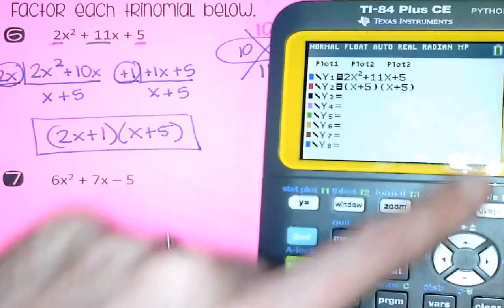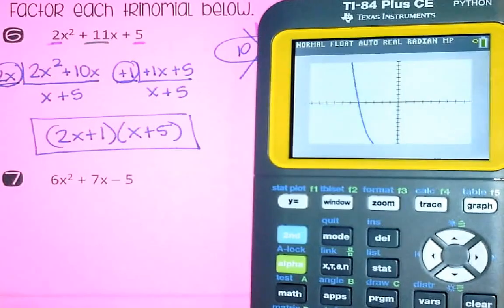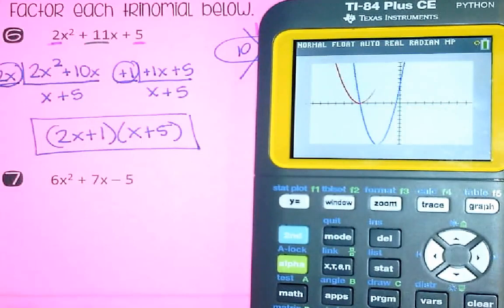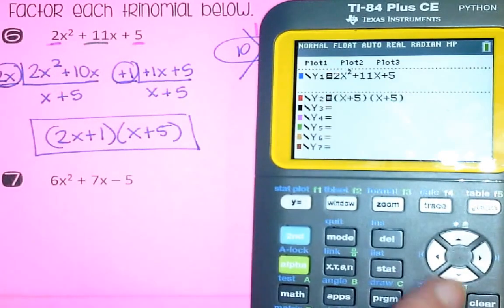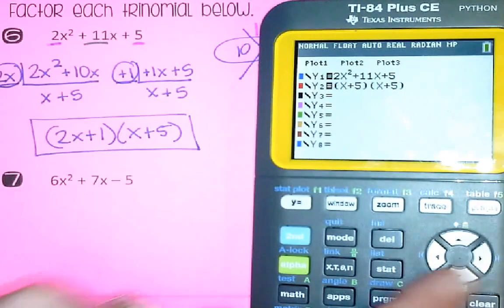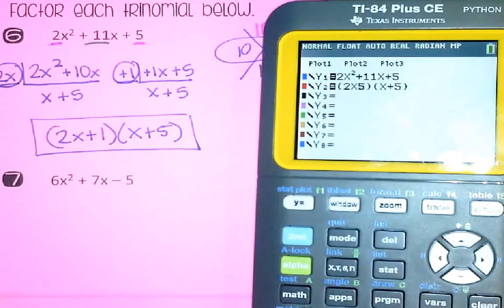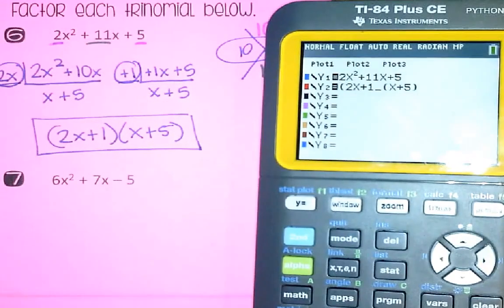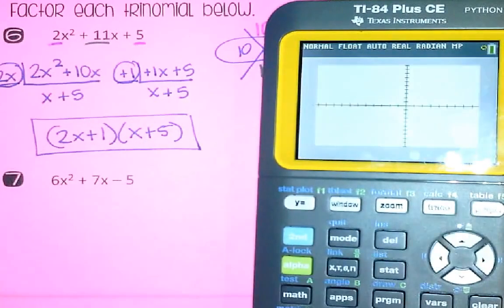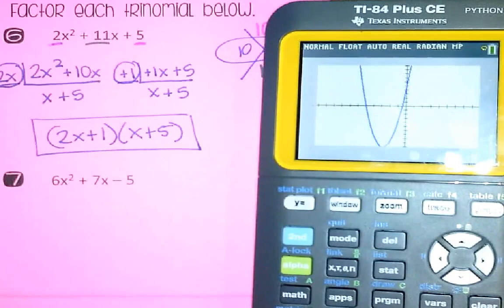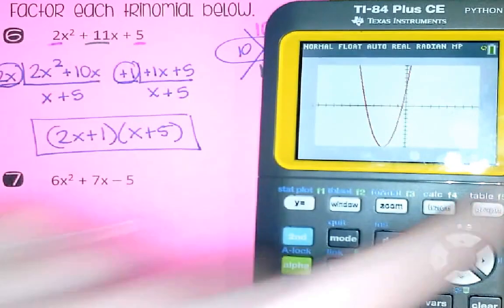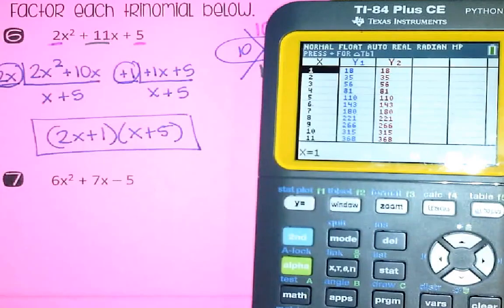If I did x plus 5 times x plus 5, that is not going to be the same graph at all. But if I go in here and say 2x plus 1 times x plus 5, that will give me the same graph. We got one here, and bam, it graphed right on top of it. And my tables are exactly the same, so we know it's a good one there.